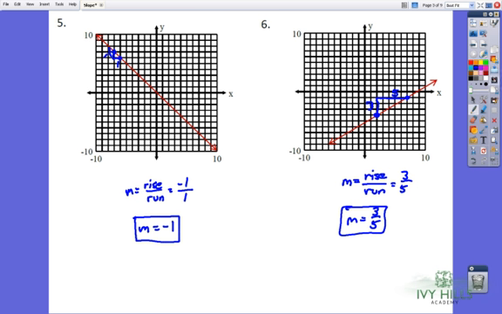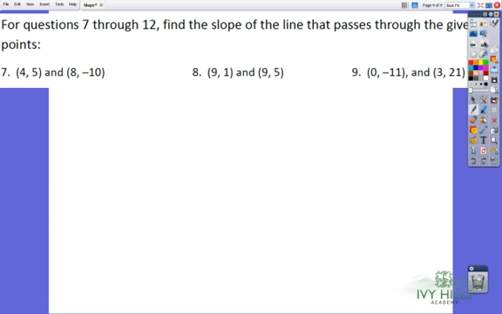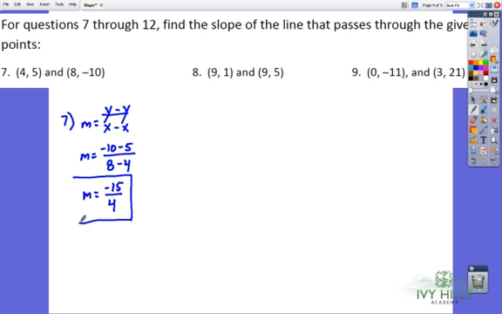Now, if I were given 2 points that the line goes through, for number 7, we always want to start by writing the equation for slope, where we subtract our y's over subtracting our x's. So slope would be negative 10 minus 5 over 8 minus 4, which is going to be negative 15 over 4. So we would have a slope of negative 15/4.